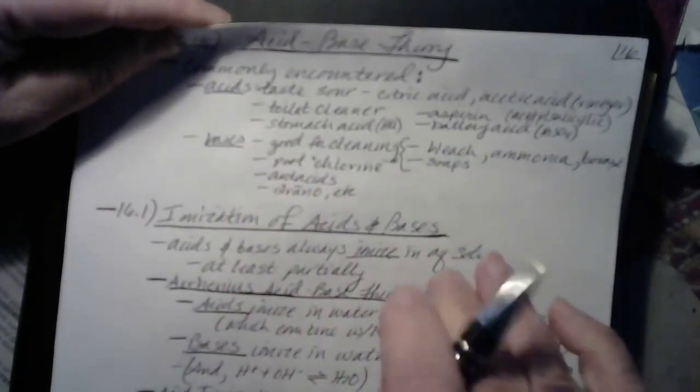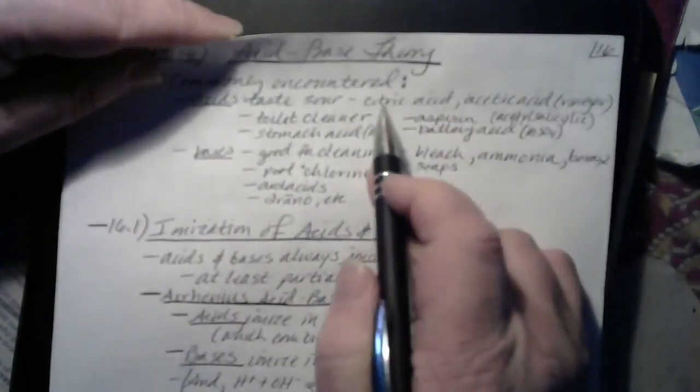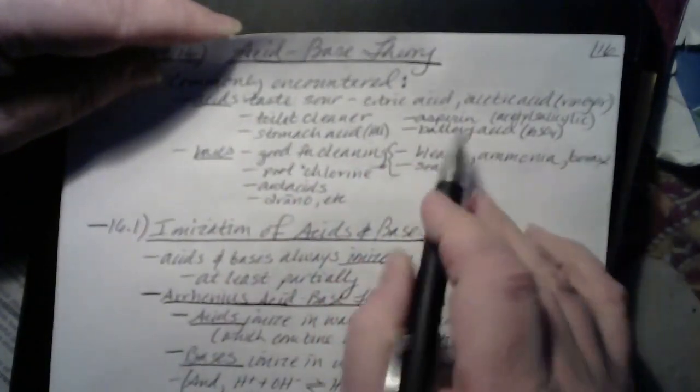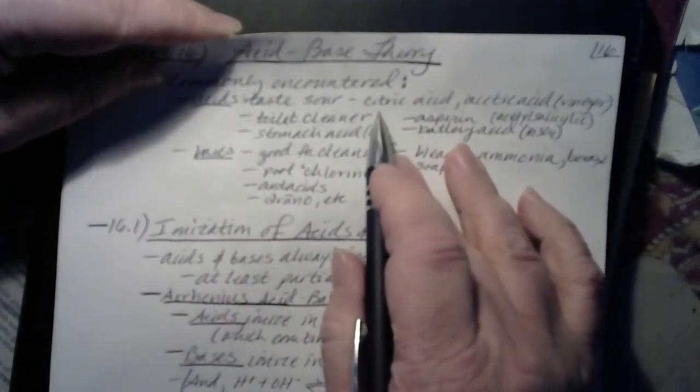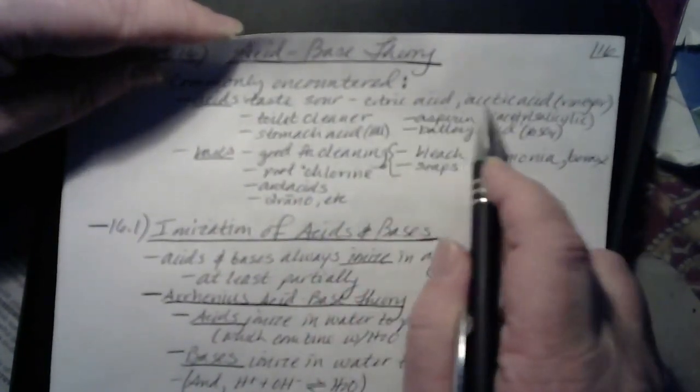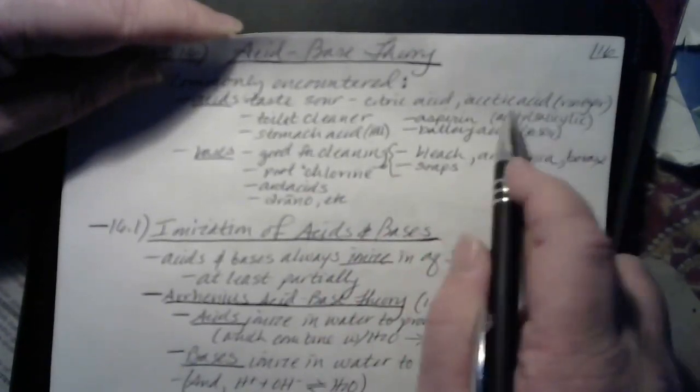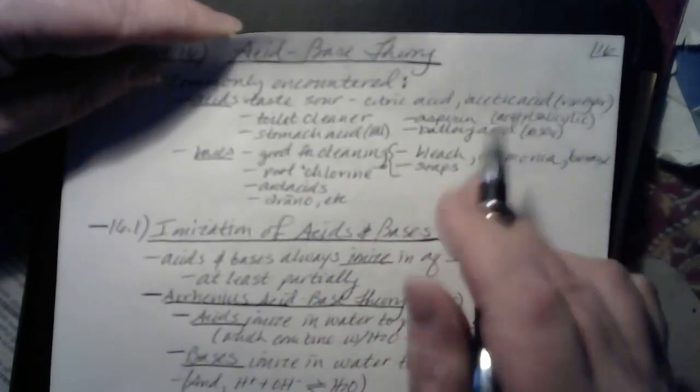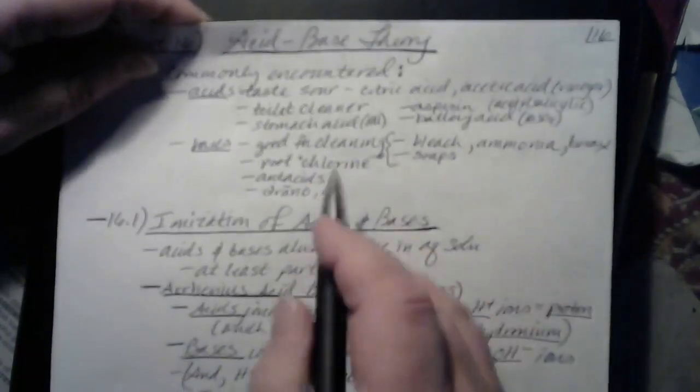And it turns out people like sour things. And so a lot of foods we eat are acidic. And that would include things like citrus fruits, oranges, lemons, limes, things like that. They all have citric acid in them. And vinegar, which has acetic acid in it. And of course, there's vinegar in ketchup too, so that's acidic.